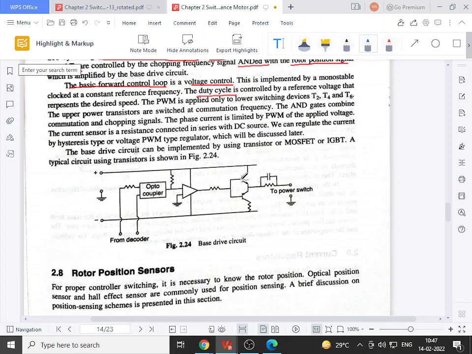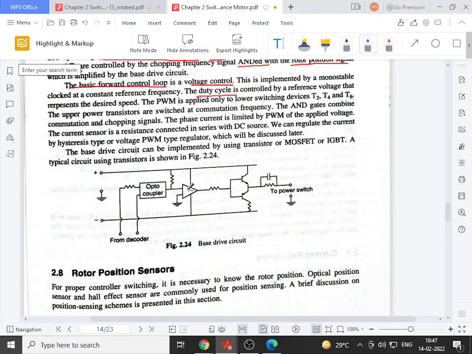In simple words, optocouplers are the devices which are used to provide electrical isolation. So whenever it is necessary to provide isolation between power circuits and control circuits, because up to here, this is actually your control circuit. Encoder, decoder is actually part of the control circuit.